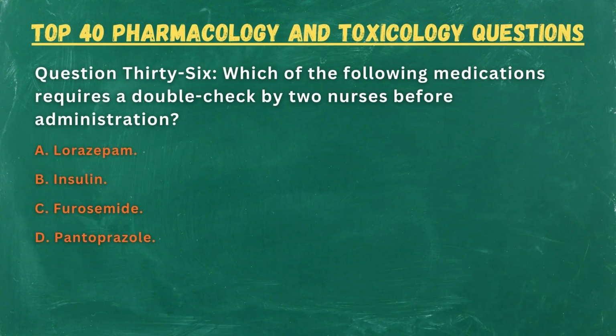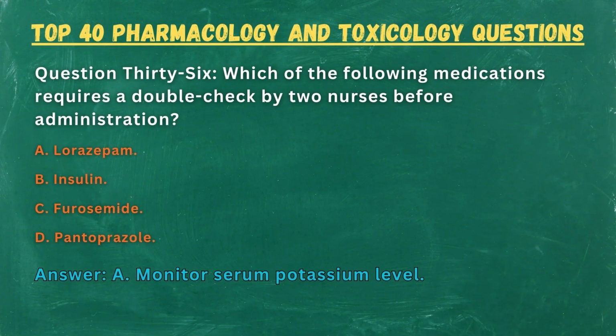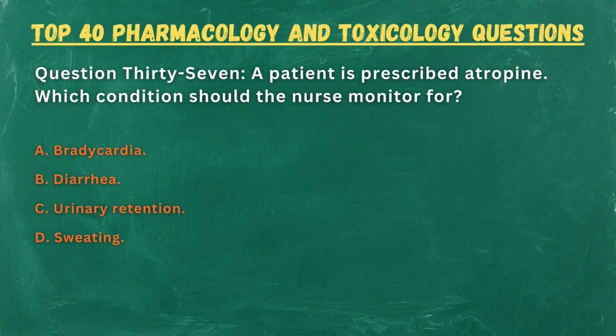Question 36. Which of the following medications requires a double check by 2 nurses before administration? A. Lorazepam. B. Insulin. C. Furosemide. D. Pantoprazole. Answer: B. Insulin.